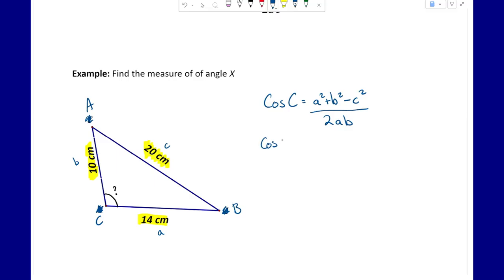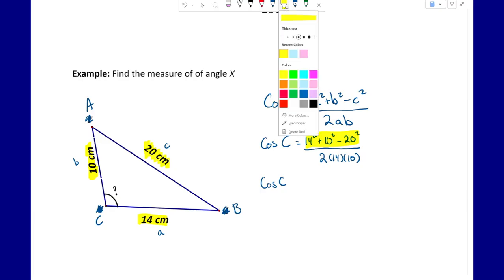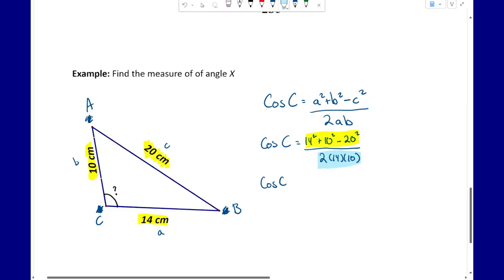I'm going to plug in my information. So cosine C, I don't know that angle yet. Side A is 14, so 14 squared plus 10 squared minus side C squared, so minus 20 squared, divided by 2 times 14 times 10. I can simplify this now. You could do it all in your calculator at once, or simplify it in two parts. Simplify the top, then simplify the bottom, and then divide. So we have 14 squared plus 10 squared minus 20 squared. We get negative 104 divided by 2 times 14 times 10. We get 280. I can divide this right now if I want. So cosine C equals negative 104 divided by 280.